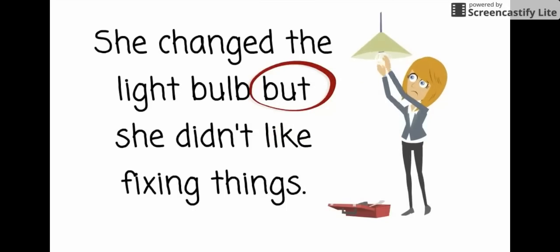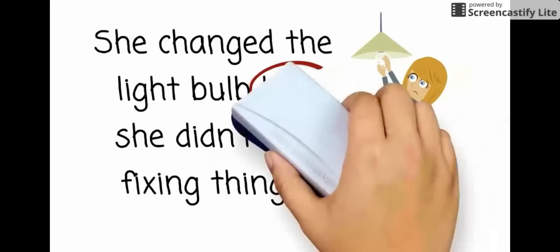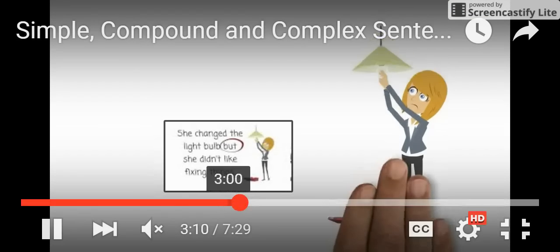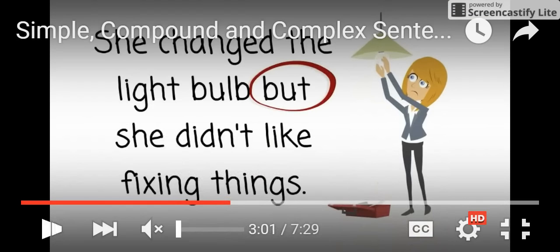If you take out the but, she changed the light bulb, she didn't like fixing things. Two simple sentences. When you put the but in there, or you put the conjunction in there, it makes one whole compound sentence. Now I'm just going to go back to that one. Can you please write down that example in your workbook and please circle but and make sure you label it. So do a little label coming off here that says conjunction. Remember, conjunction is the sticky tape word, the piece of sticky tape that joins the two simple sentences together.